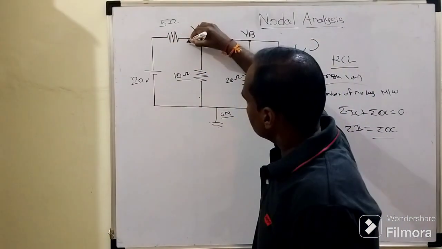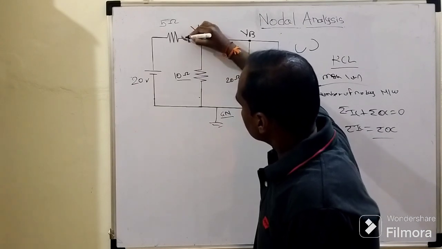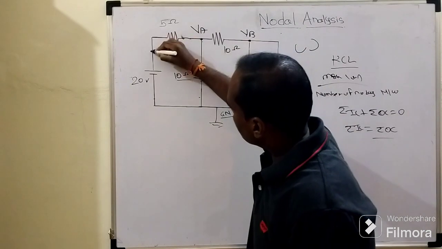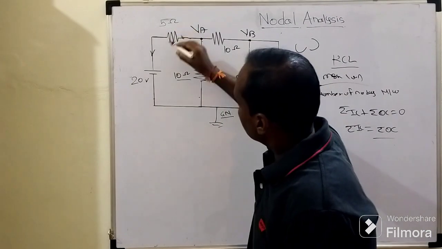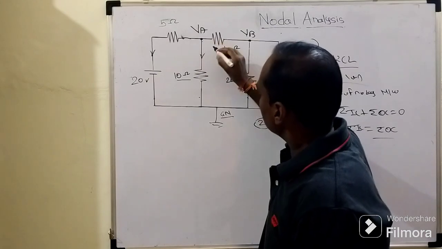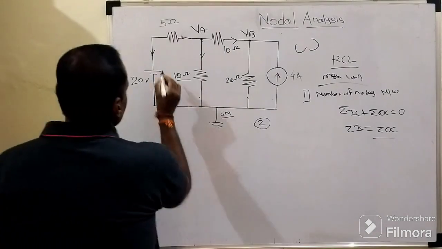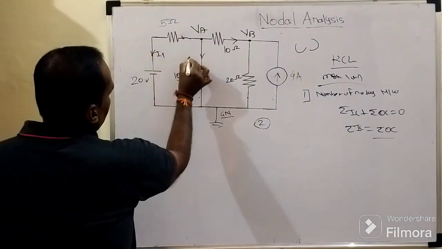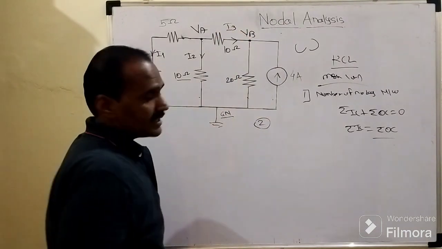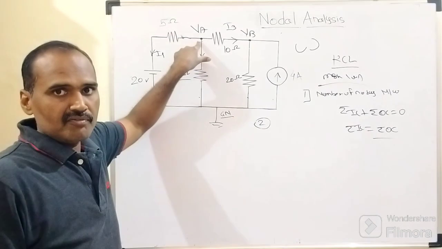So suppose this will be the first branch current, call it I1. Here I will write, again this current is outgoing from this node. Again this current will be I2 and this current will be I3. So here we need to assign the names of these currents I1, I2 and I3, because these three branches are interconnected at this node potential VA.